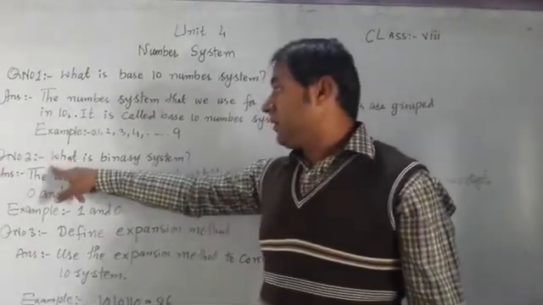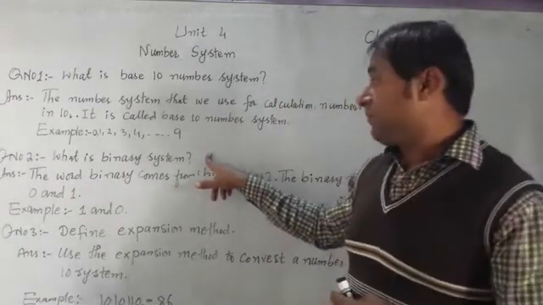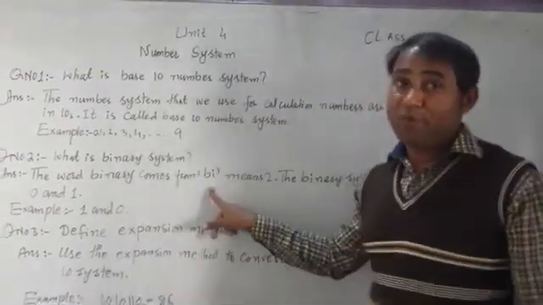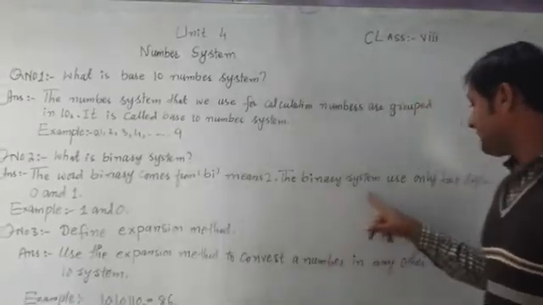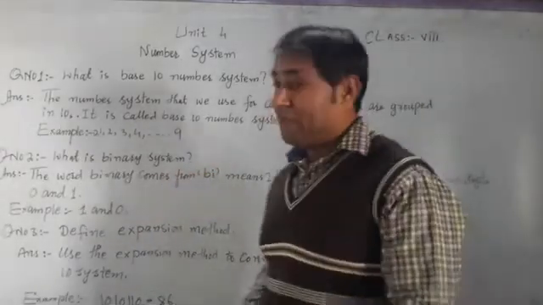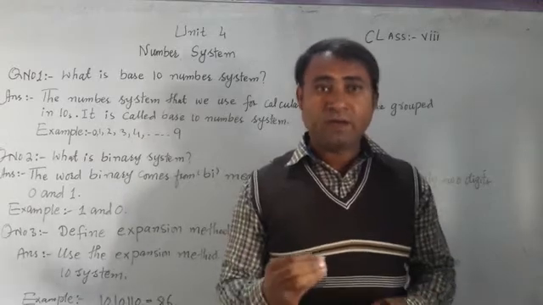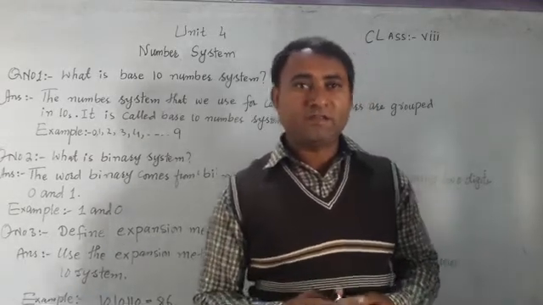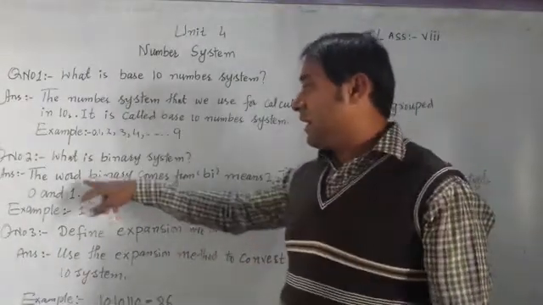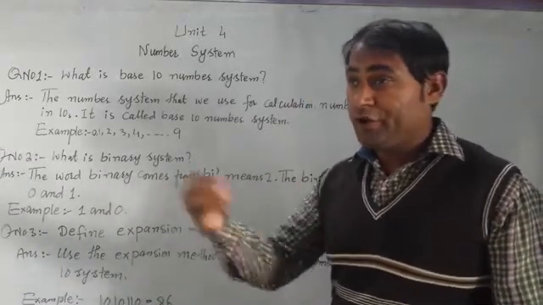So question number 2 is, what is the binary system? The binary system, it is a very easy definition. The answer is, the word binary comes from bi. Bi means 2. The binary system uses only 2 digits, 0 and 1. In this system we just use 2 types of numbers, 0 and 1, and in daily life we say that it is computer language. 1 is on, 0 is off. So in this way we use just 1 and 0 in the base 2 system. In the base 10 system we use the numbers 0 up to 9.